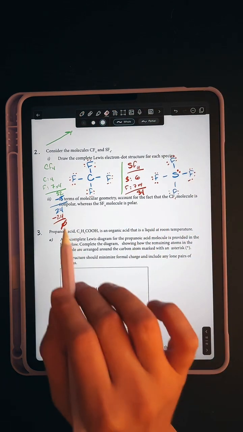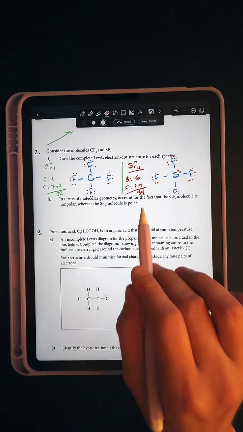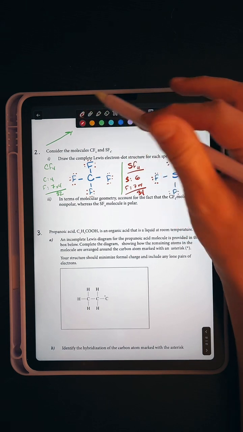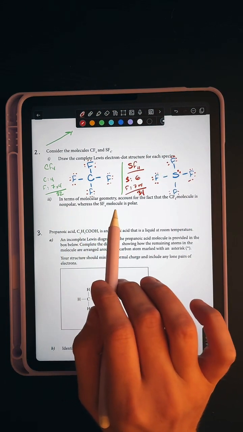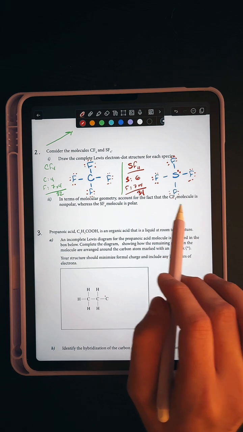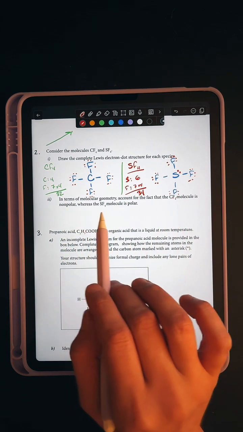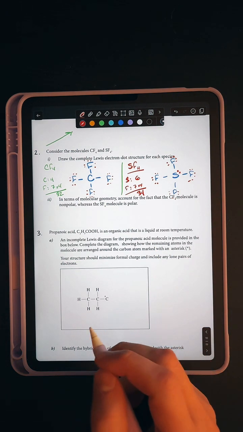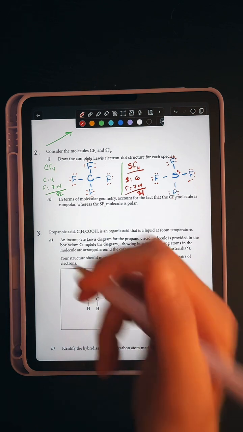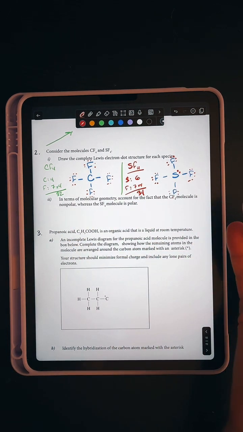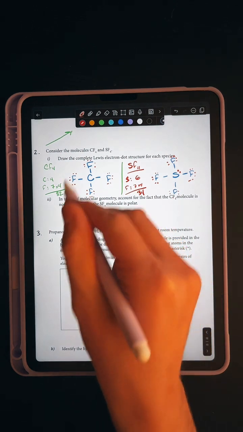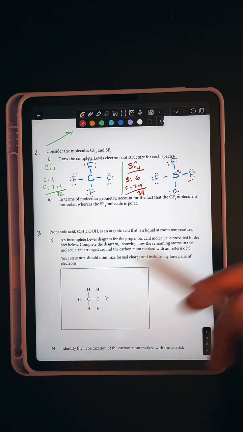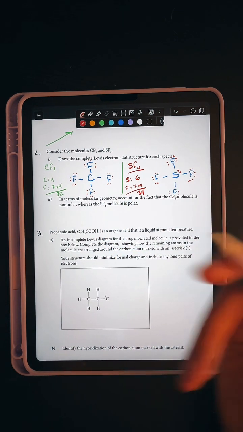So those are the 2 Lewis structures for CF4 and SF4. And then in terms of molecular geometry, account for the fact that the CF4 molecule is nonpolar, whereas the SF4 molecule is polar. So if we were to do molecular geometries, first and foremost, we want to do electron geometry. Electron geometry is count up the number of things, including lone pairs and atoms, around that center atom, and that tells us what our geometry is.